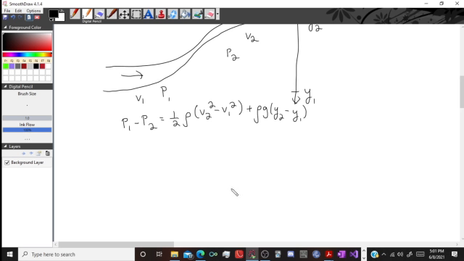Another form that I find easier to memorize because of the symmetry is just 1 half rho V sub 1 squared plus rho g Y sub 1 plus P sub 1 is equal to P sub 2 plus 1 half rho V sub 2 squared plus rho g Y sub 2. And this is the one I use. They're both the same thing. You can solve it yourself to see that. But personally, I think that the latter is just easier to memorize.